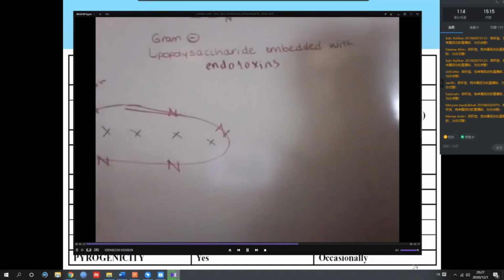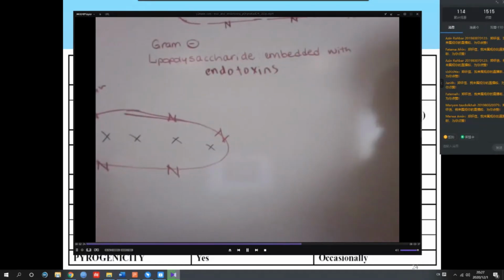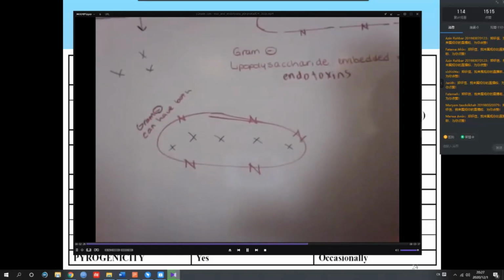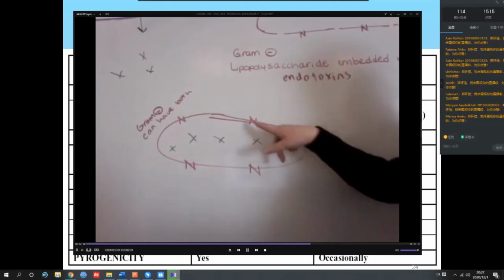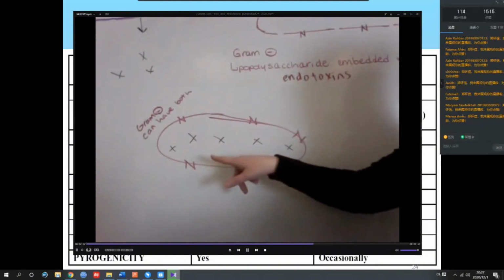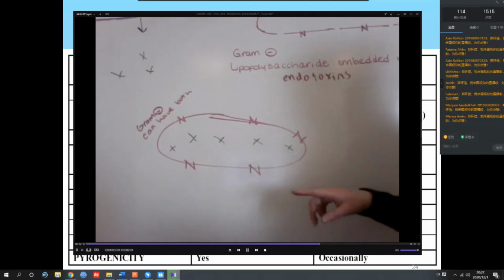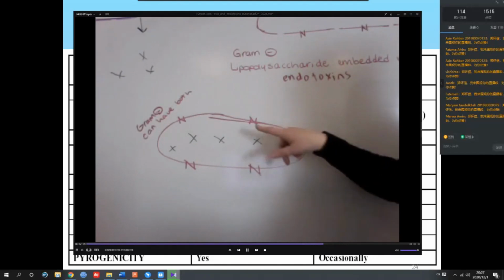Okay, so basically that's what we are covering today for this topic. And next time we'll start with enzymes which are produced by pathogens and which are involved in pathogenesis.